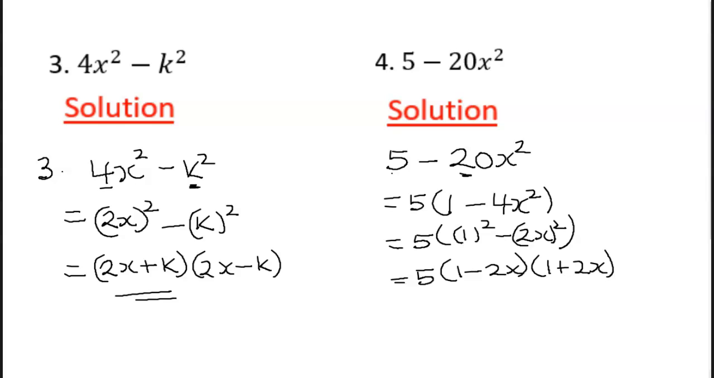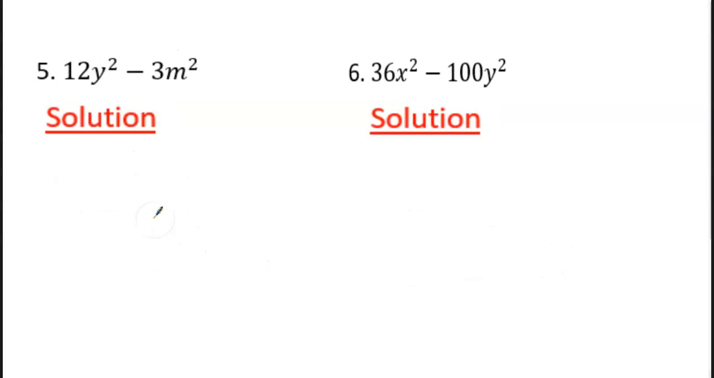Let's look at the next set of questions. Yes, we have 2 set of questions on the screen. So as we did in the previous session, pause the video, solve these 2 questions, and then compare it with my answer. So we have question 5: 12y squared minus 3m squared.